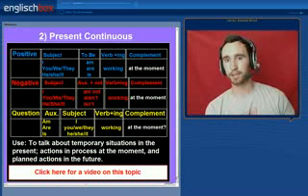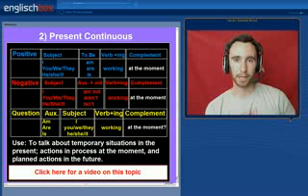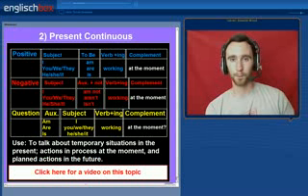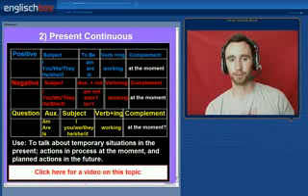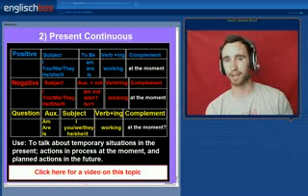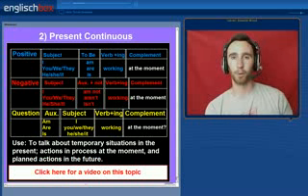We have the subject, I, you, we, he, she, it or they, then the verb to be in its conjugated form. This is the auxiliary in the present continuous, then the verb plus ing, and then the complement. So for example, I am working at the moment. In negative, we make the auxiliary to be negative, so am not, aren't, or isn't in the contracted form. And this is followed by, like in the positive form, the verb plus ing.